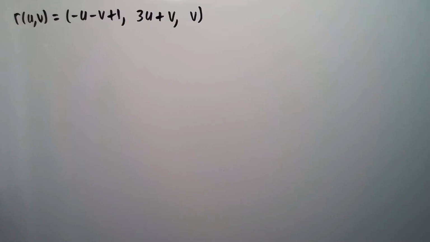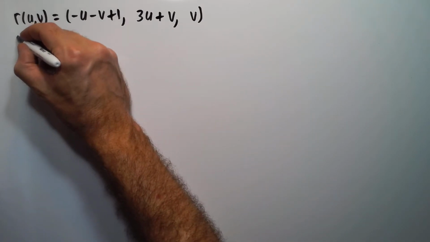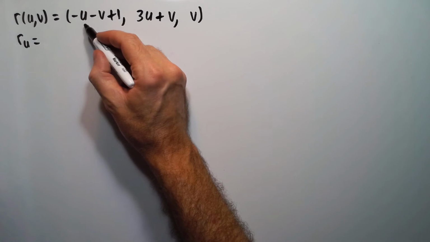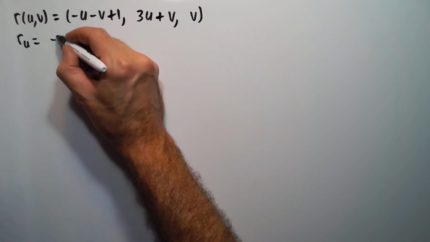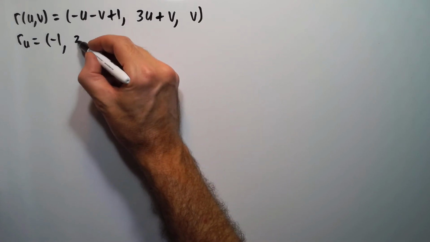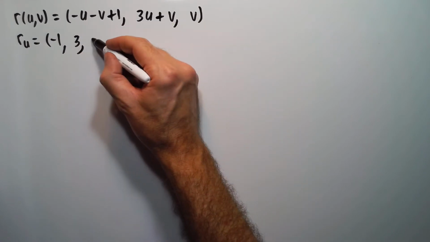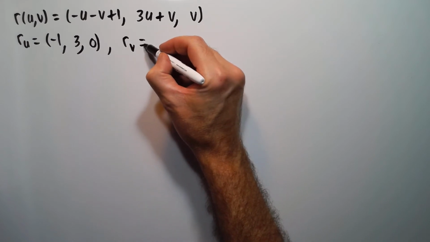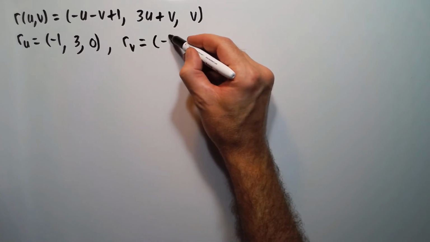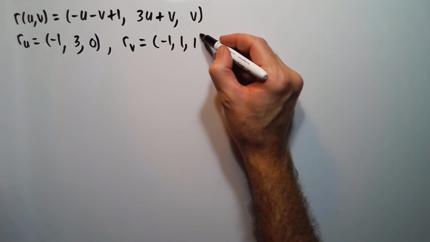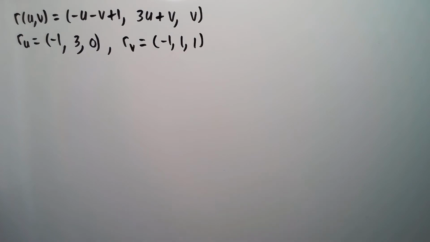So there's my R of u, v. Let's find the derivative of R with respect to u. It's going to be minus 1 here for the first component, then here it'd be 3. There's no u here, it'd be 0. And let's do the derivative with respect to v. So it'd be minus 1, 1, 1. Now we're going to do the cross product.